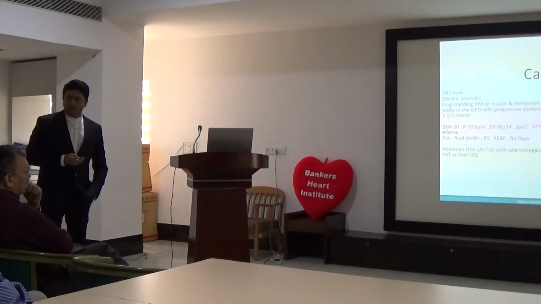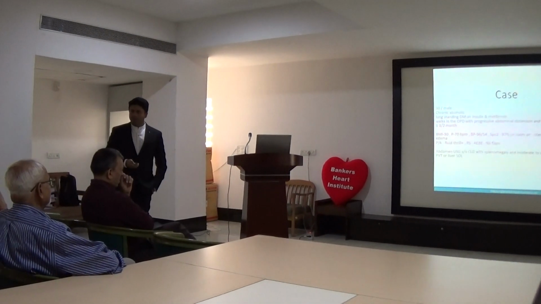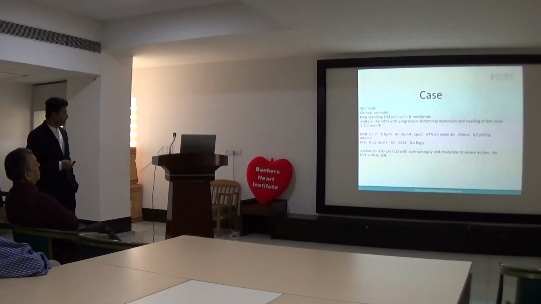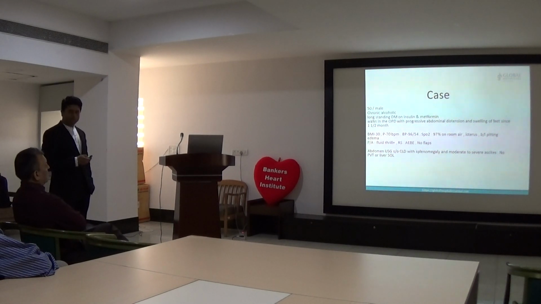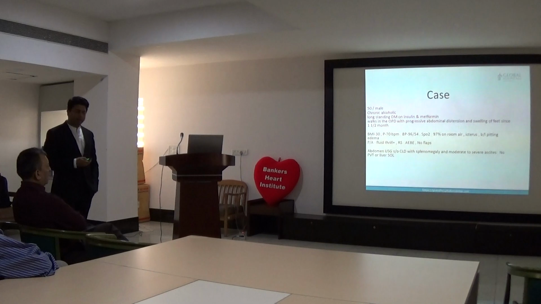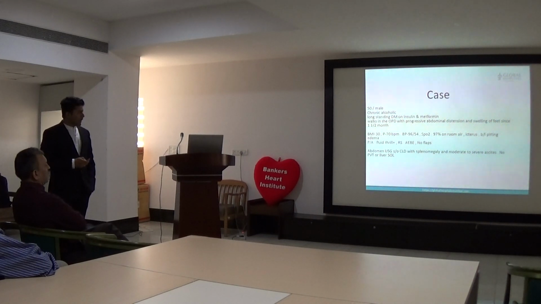So this is the case, and I would want everyone to give their inputs on the basis of questions that would be coming next. This is about a 50-year-old male who was a chronic alcoholic. He had diabetes. He walks in your OPD with progressive abdominal distension and swelling of feet since the past 1.5 to 2 months. We do the basic examination. We find him to be obese, and he has a BP of around 100/60. Pulse is okay, saturation is okay, has some jaundice, pedal edema. You find ascites on clinical examination.